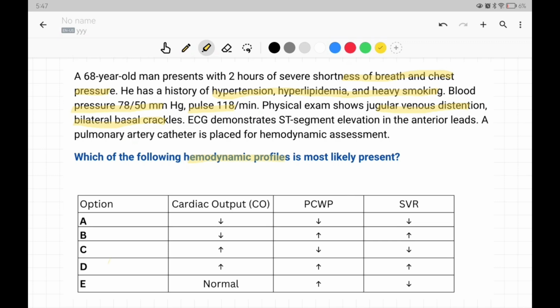An ECG shows ST segment elevation in the anterior leads. Okay, by the ECG here guys, we know that this man is mainly complaining of acute myocardial infarction. And also we have signs and symptoms of acute heart failure. So this myocardial infarction is mainly complicated by cardiogenic shock. So to know the right answer in this case here guys, we will use this table.